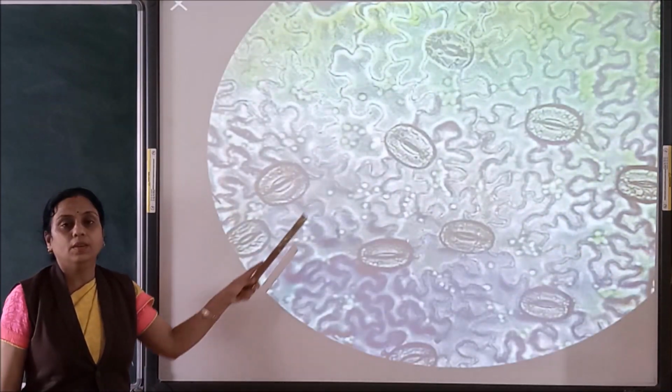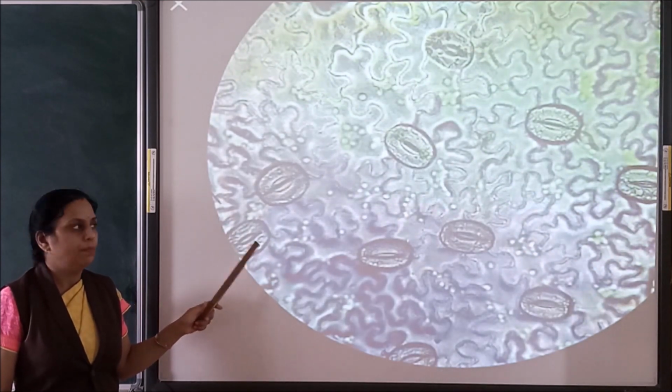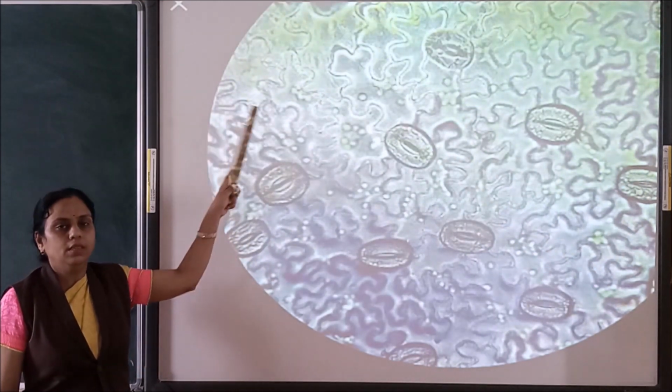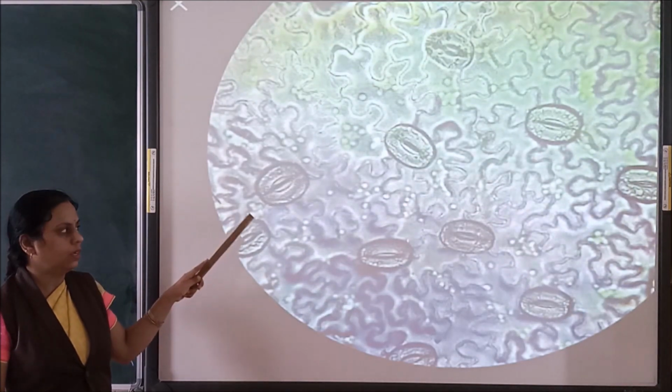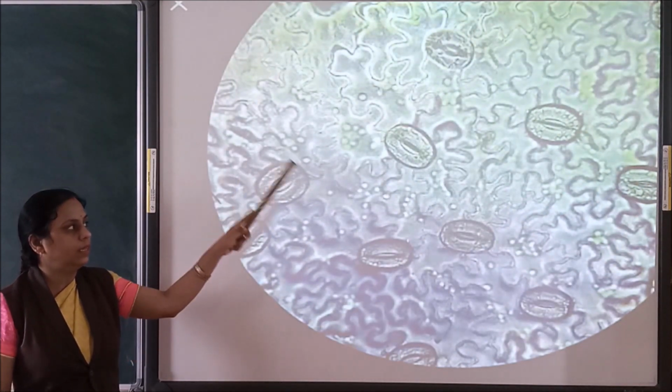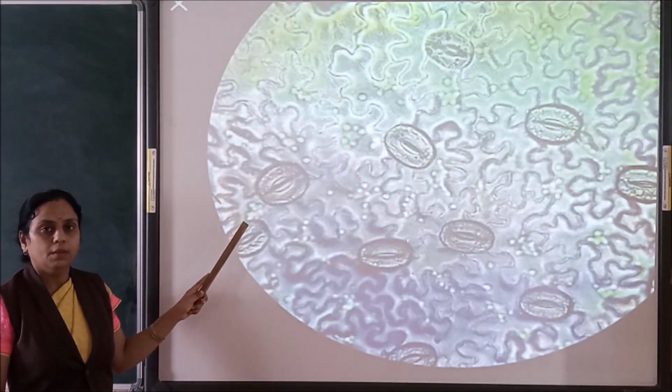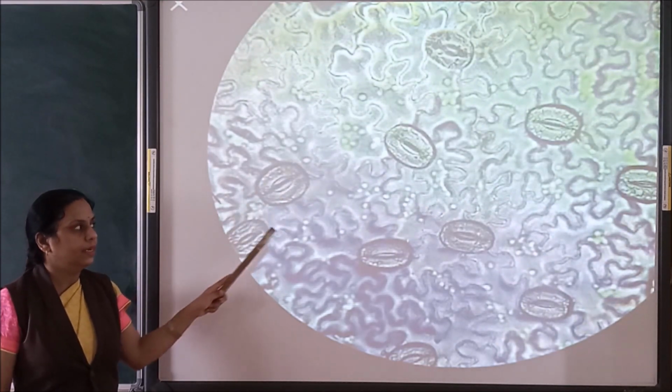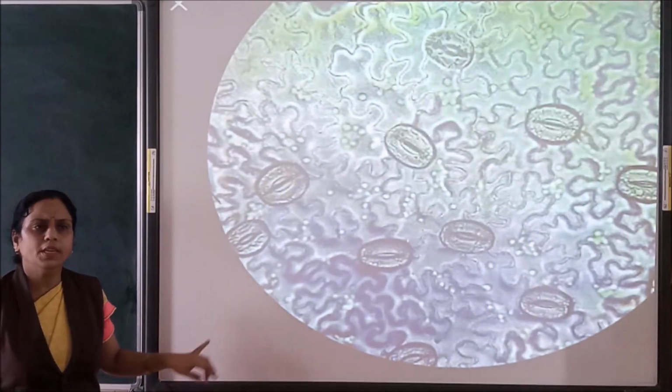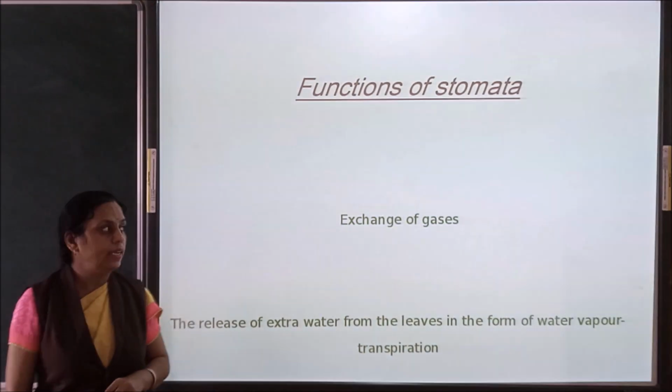So this is the microscopic structure of the stomata. You can see this stomata under the microscope. It looks like this. Now children, what is the role of stomata in the leaves?